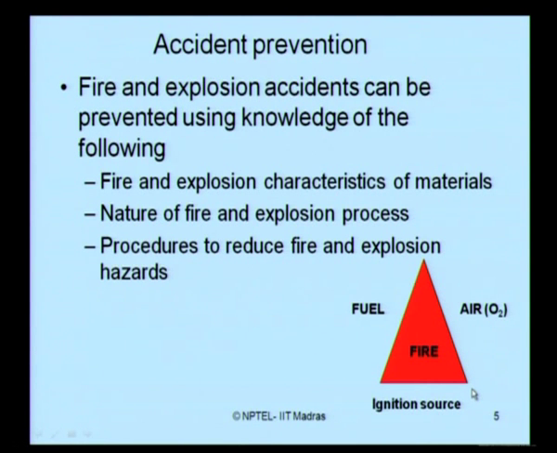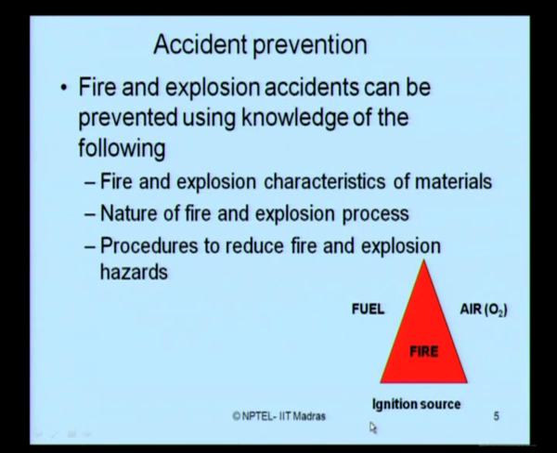One is what we call the oxygen arm, the other is the fuel arm, and the third one is the ignition source. So hypothetically, if you want to prevent a fire accident, make any one of these arms absent in your scenario.